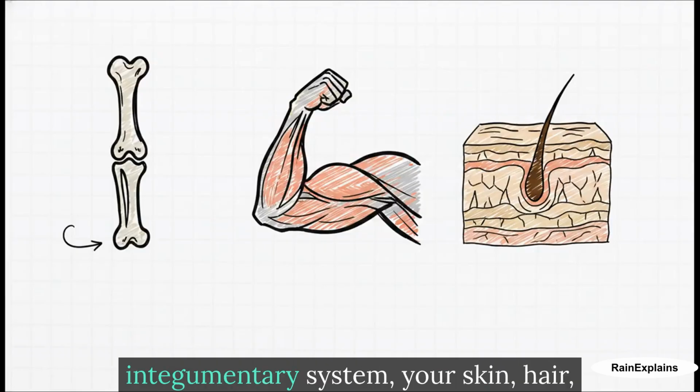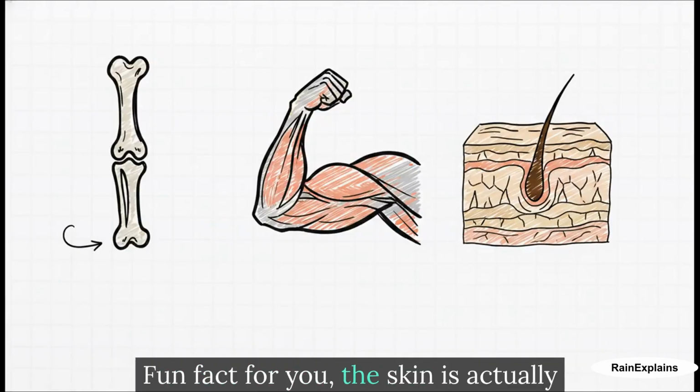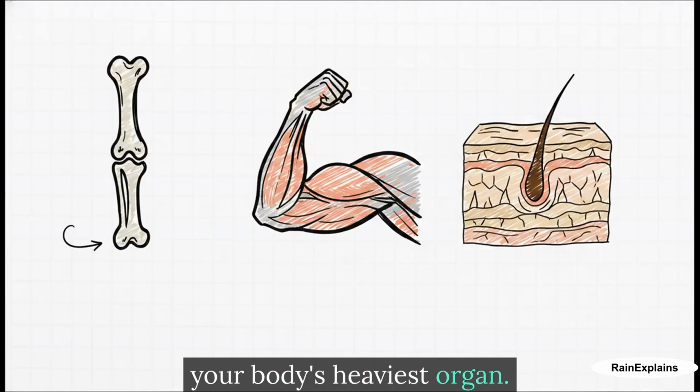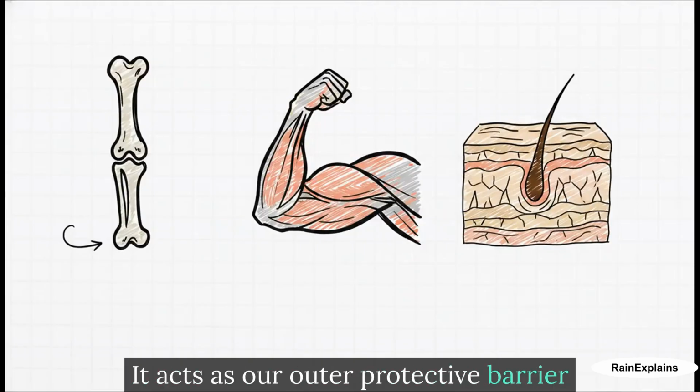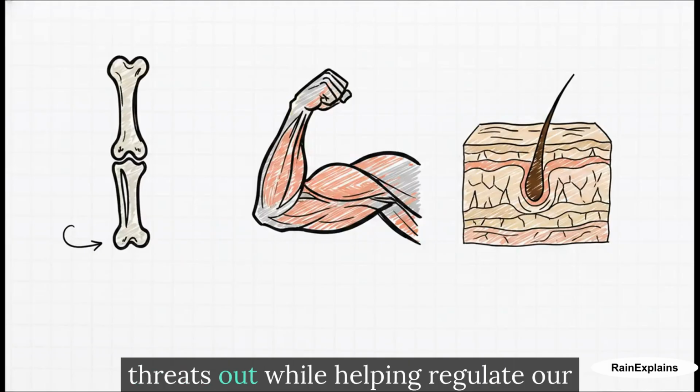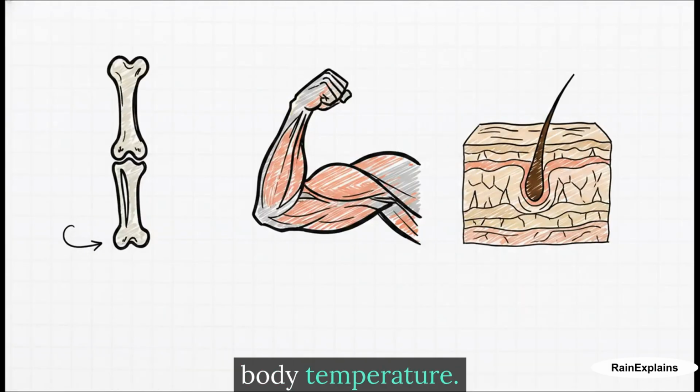Wrapping all of this up is the integumentary system, your skin, hair, and nails. Fun fact for you, the skin is actually your body's heaviest organ. It acts as our outer protective barrier against the external world, keeping threats out while helping regulate our body temperature.